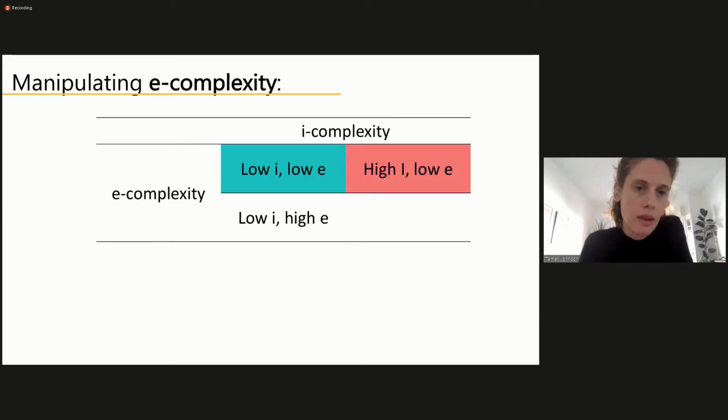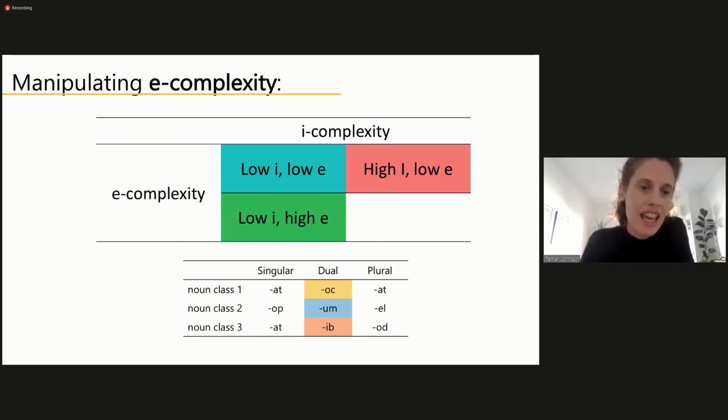So till here, I had two types of paradigms with low I complexity and high I complexity. And now I designed a new paradigm with matched low I complexity, but high E complexity. The way I did that was by introducing another form to mark the dual. And this paradigm had high E complexity, but a low I complexity. And then I compared the performance of the LSTMs and human learners to the previous results that I got.